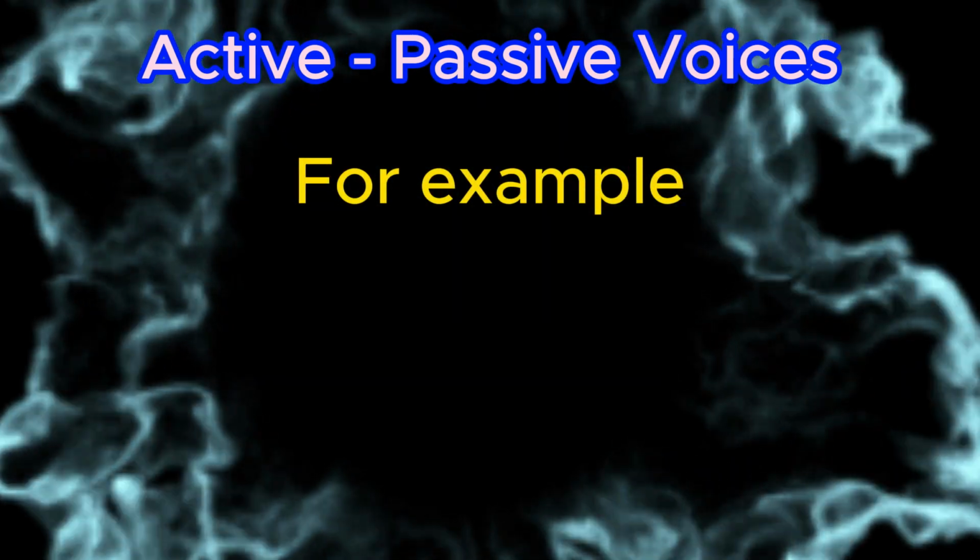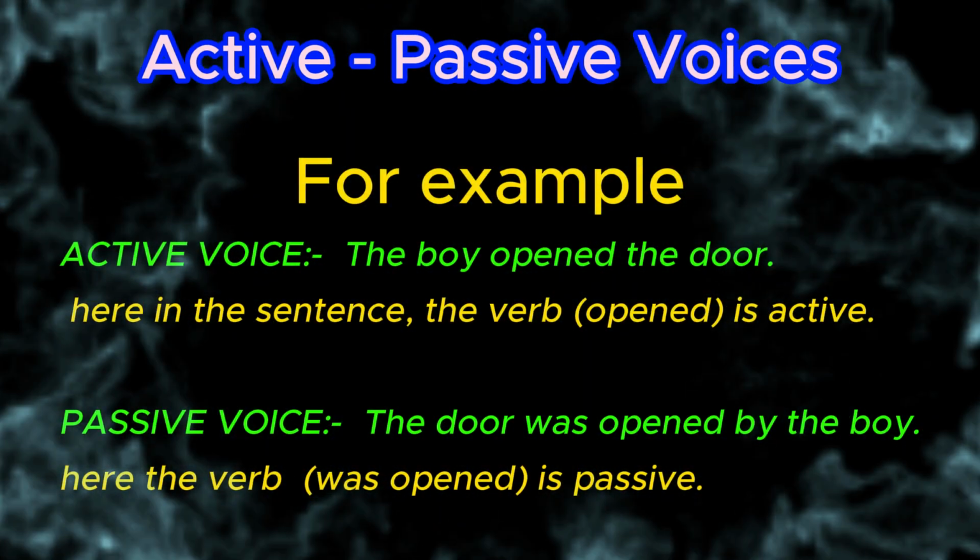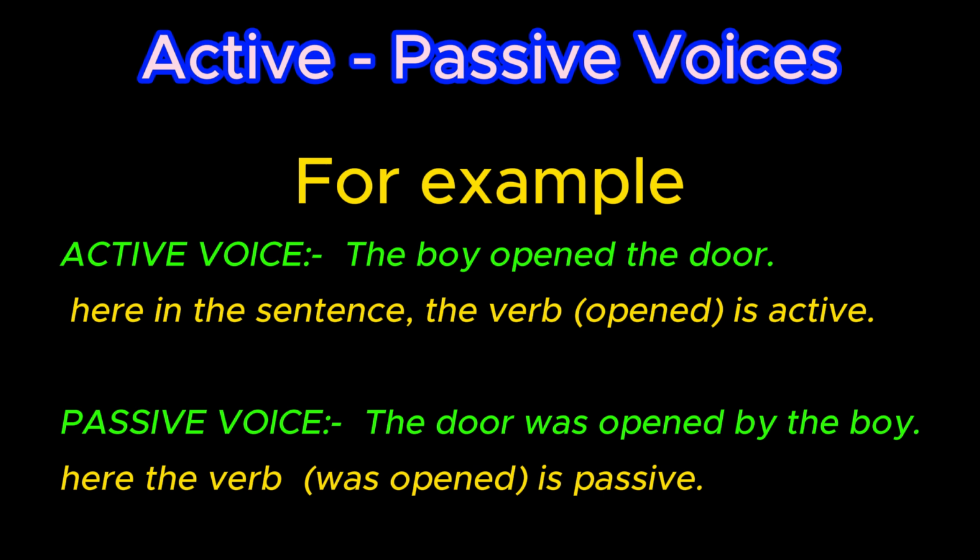For example, active voice: the boy opened the door. Here in the sentence, the verb opened is active. Passive voice: the door was opened by the boy. Here the verb was opened is passive.